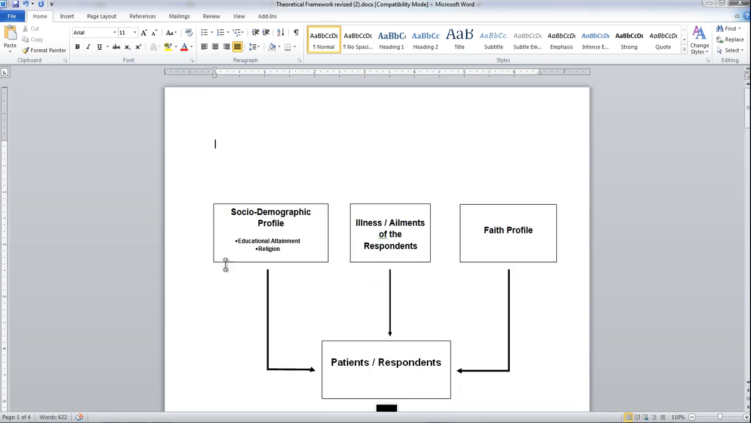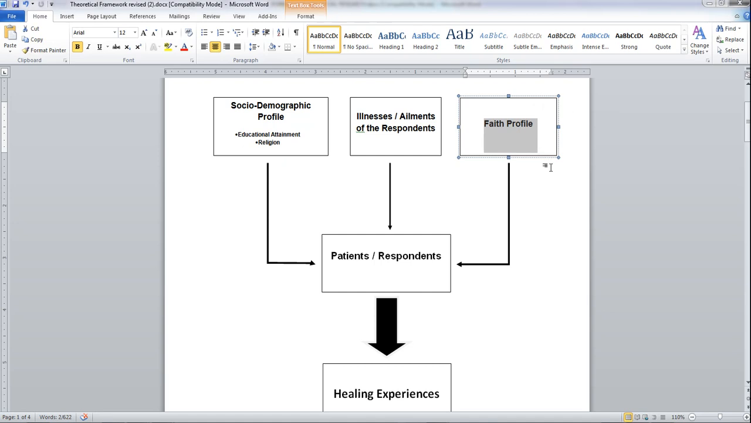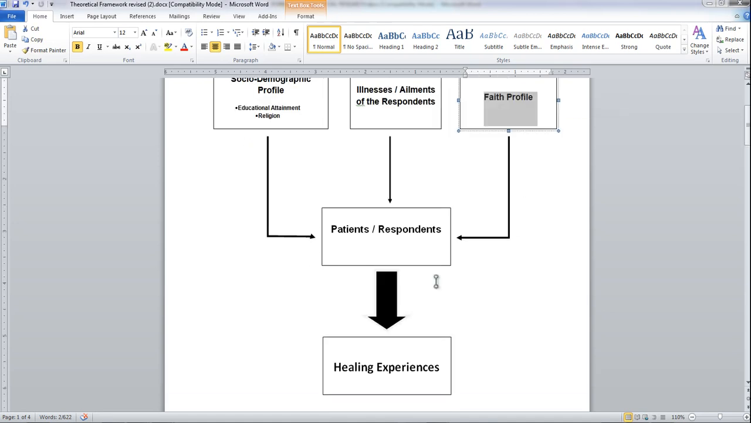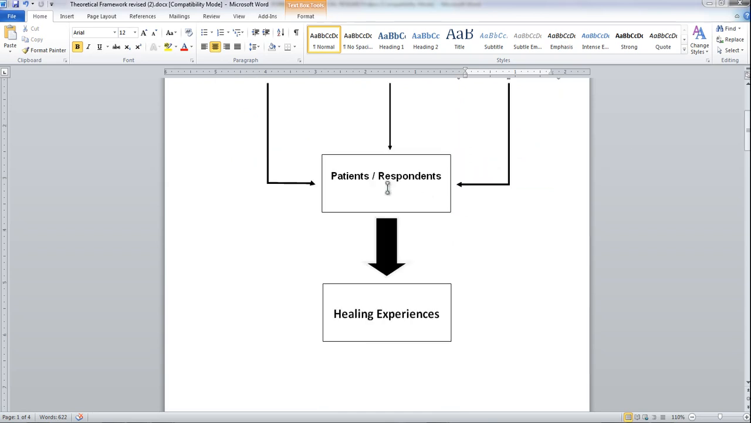The one group is going to study faith healing. At the center, you have the patients, and what they do, they are going to determine what are the social demographic backgrounds of the patients or the respondents, taking up who are participating in faith healings. What are the common illnesses or ailments of the respondents? What is the faith profile? With regards to faith profile, I'm not quite sure what they mean by that, but I think I am yet to read their full paper.